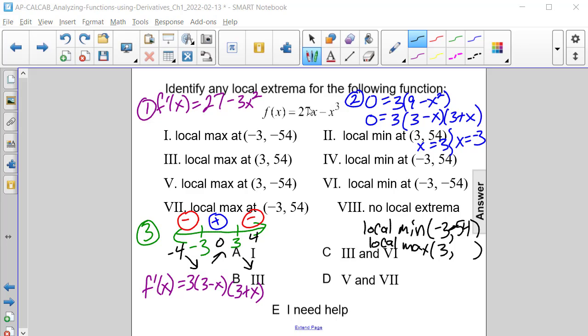And then if we substitute positive 3 in for our x value, we will get 27 times 3, that's 81. 81 minus 3 to the third, which is 27. 81 minus 27 gives us positive 54. All right, so we have a local min at negative 3, negative 54. That's Roman numeral 6. And then we have a local max at 3, 54. That's Roman numeral 3. So we're looking for the answer choice that has 3 and 6, and that is answer choice C.